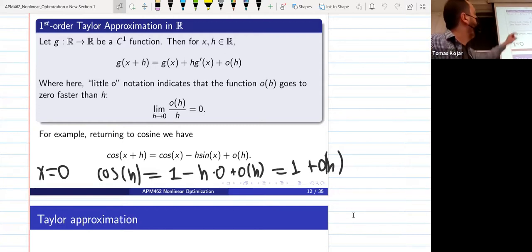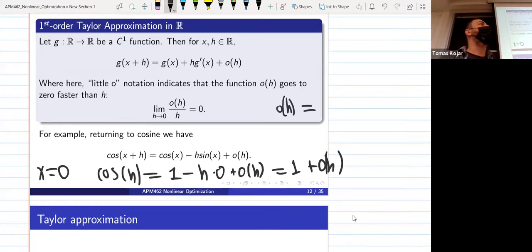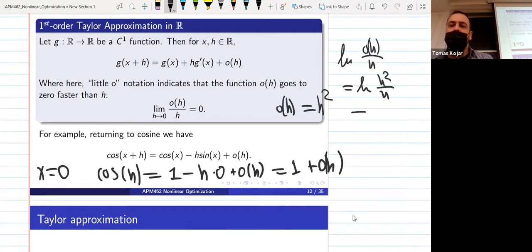Yeah, so this little o means that it goes to 0 faster than h. So what's an example of a little o? What's an easy function that will go to 0 if you divide by h? Just the simplest possible. Yeah, h squared, that's it. Then you have o of h, h squared over h, and the limit is 0.